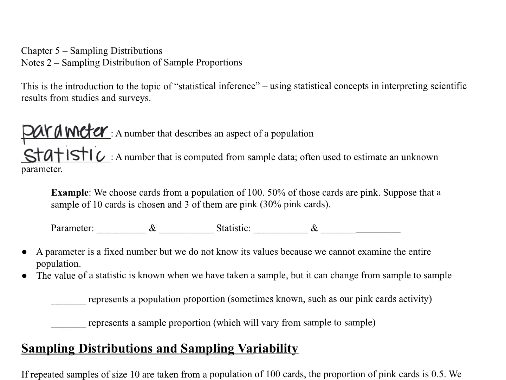So let's start by looking at an example. Suppose we choose cards from a population of 100, where we know 50% of those cards are pink. And suppose that a sample of 10 cards is chosen and 3 of them are pink. So 30% are pink cards.